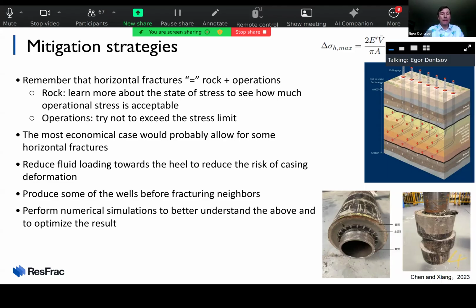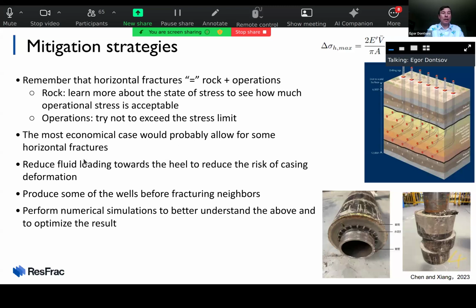And so the good news is that operations influence the result, at least in some situations, and so we have some control. And also, different locations are different, right? Because they have different rocks, different states of stress. So maybe in some locations it's okay to have these scenarios, maybe in some it's not. And also, the most economical case would probably allow for some horizontal fractures. So I don't want to give the impression that as soon as you have a horizontal fracture, that's the end of the world. Maybe we can optimize for just a little bit of horizontal fractures, and just preclude very large scale horizontal fractures.